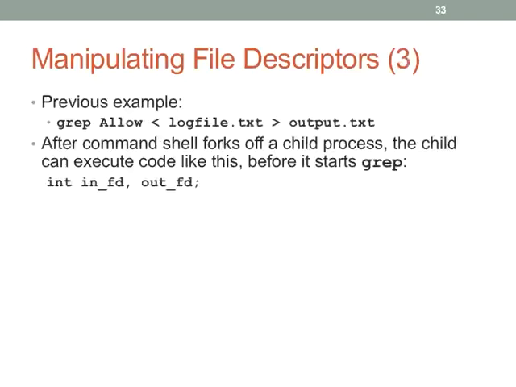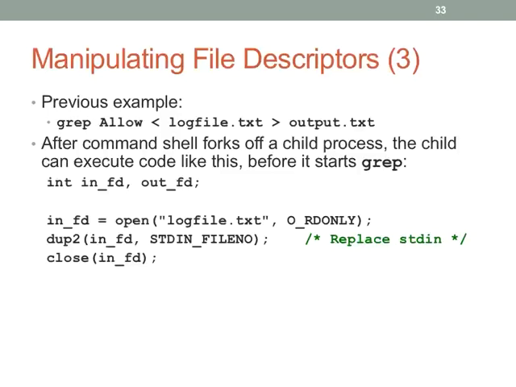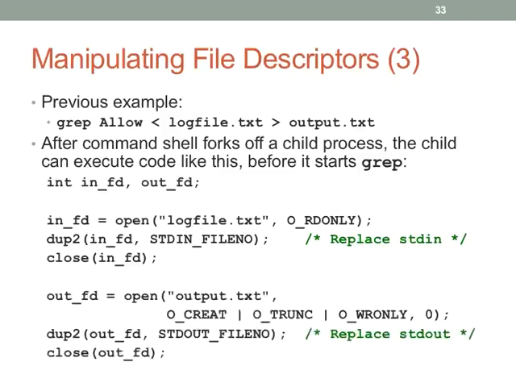So the command shell forks. You have input file descriptor and output file descriptor. You open the input file. You duplicate it into standard in. You close the input file descriptor because now standard in refers to it. Output file, you open it with create, truncate, write only. You truncate because remember, single greater than always truncates. You would just set it to append if you wanted to do double greater than. Dup2 that into standard out, close the original file descriptor, and then exec, and off it goes.